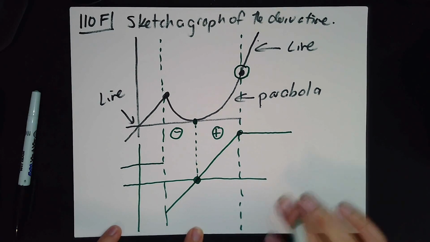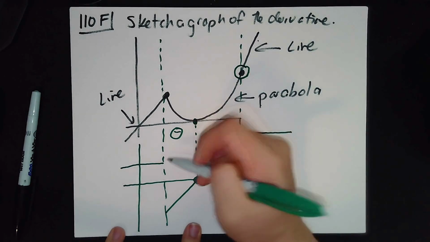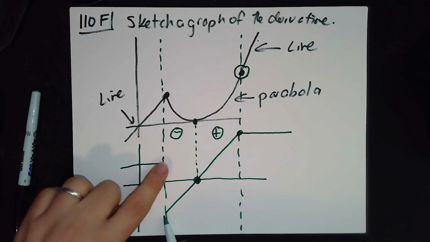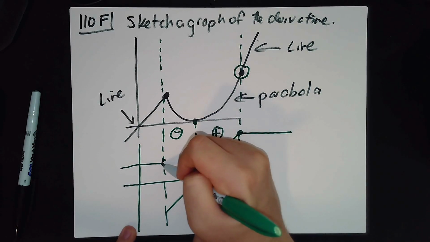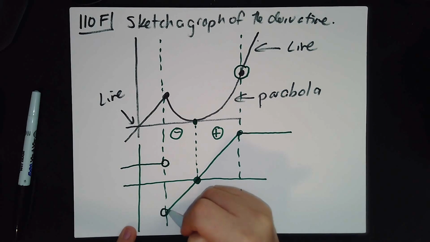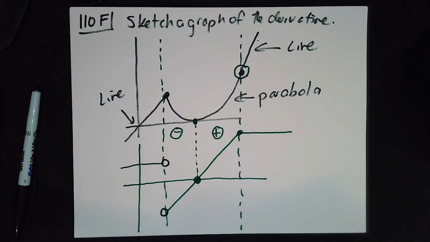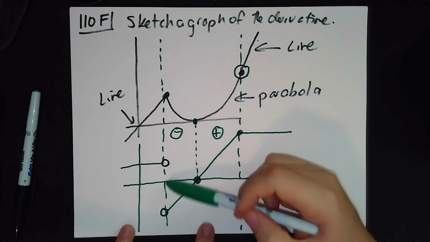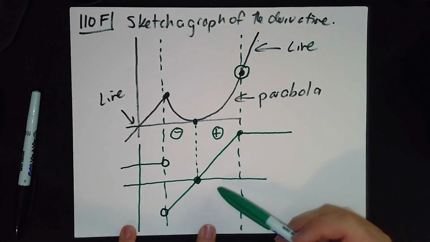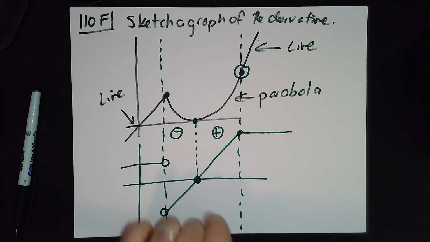The only thing I can do to finish this up is notice that at this point there's a jump in the graph. So I need to put a hole on both sides here to indicate that there is no derivative at this point, because the left derivative and the right derivative don't agree. In that way, it works just like a limit.